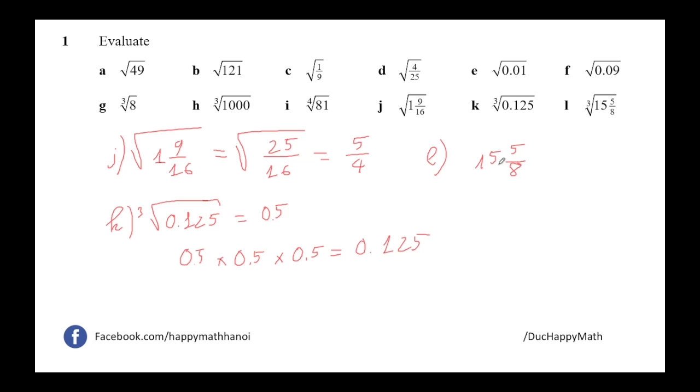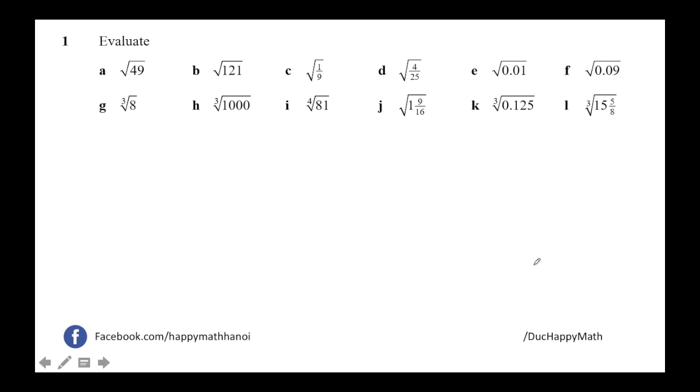It is a mixed number, and you have to change this number into a fraction. It means 8 times 15 is 120, 120 plus 5 equals 125 over 8, and then the cube root. This has to be equal to 5 over 2.